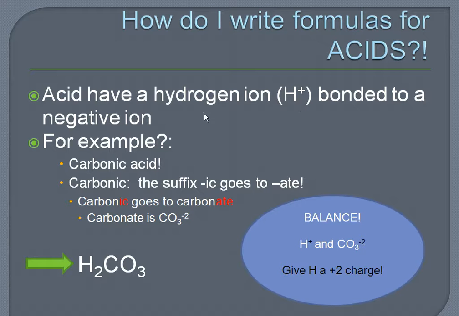For example, carbonic acid. Carbonic, remember, the suffix -ic goes to -ate, so carbonic goes to carbonate. And carbonate is CO3 with a -2 charge. Remember, you also have H+, so when looking at H+ and CO3 -2, we have to balance the charges. So let's have two H+ ions, which would be a negative 2 and a positive 2, which would yield an answer of H2CO3 being neutral.